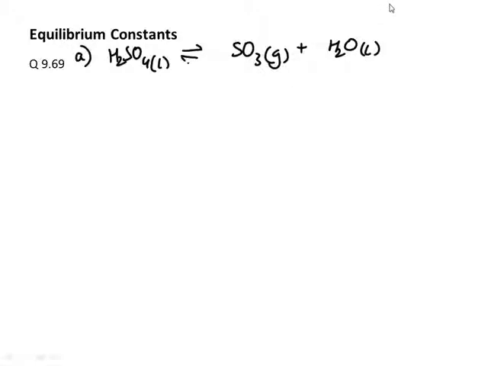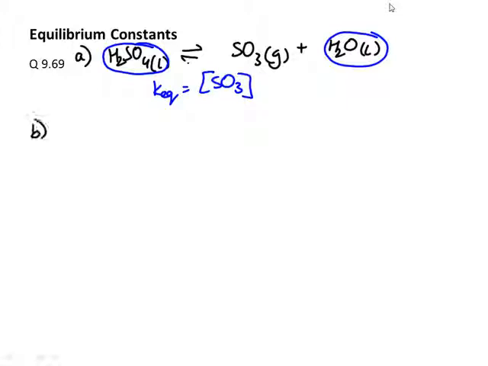When you're writing the equilibrium constant for this reaction, sulfuric acid will not make it into the equilibrium constant equation because it's a pure liquid, and nor will water for the same reason. So the only substance that makes it into the equation is sulfur trioxide. So the equilibrium constant in this case will be equal to the concentration of sulfur trioxide.